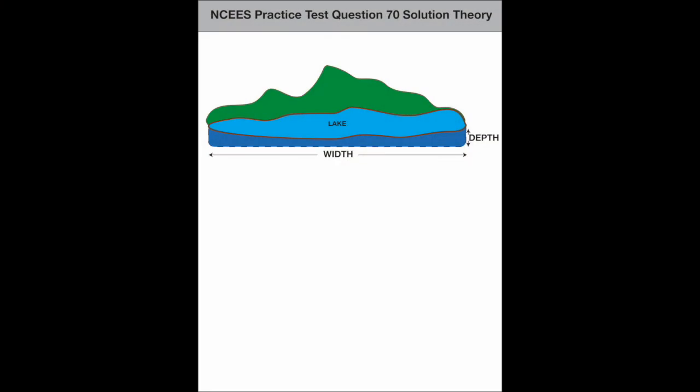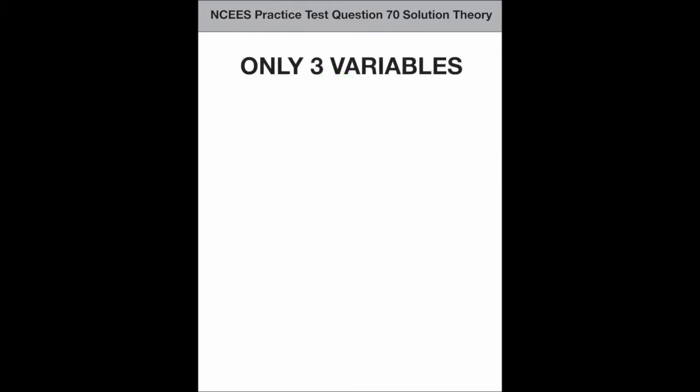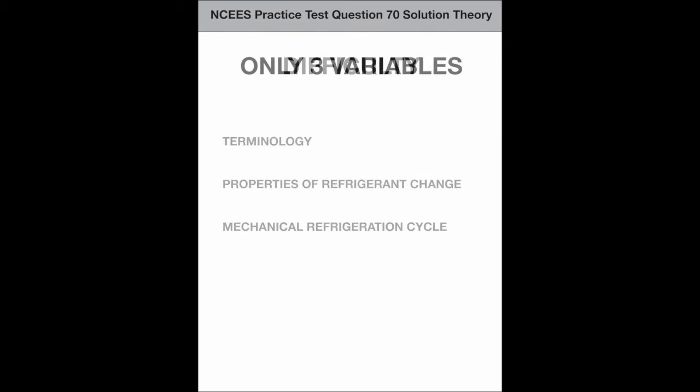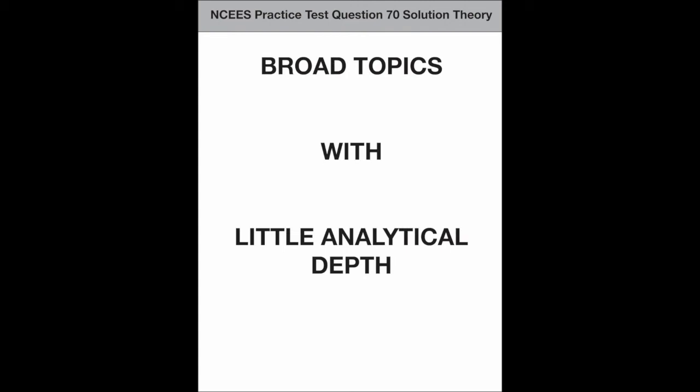Question 70 is like a vast but shallow lake. It occupies a large area but contains very little. There are only 3 variables given, and all 3 must be used to solve it. The difficulty lies in knowing the necessary technical terminology and how the properties of a refrigerant change through a mechanical refrigeration cycle. These are broad, expansive topics, having only a little analytical depth.